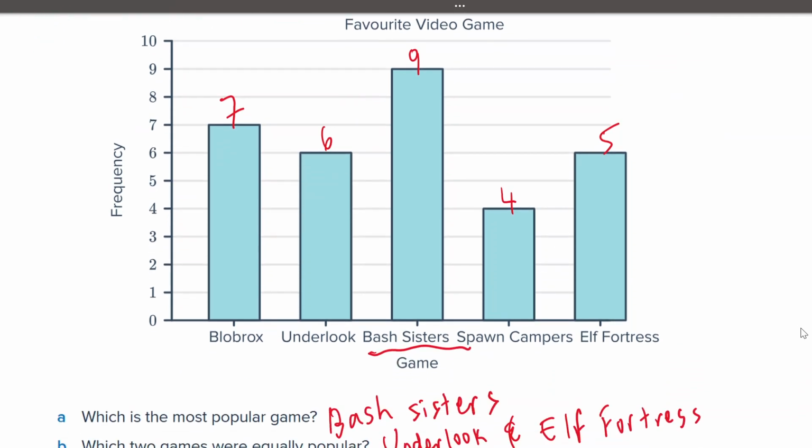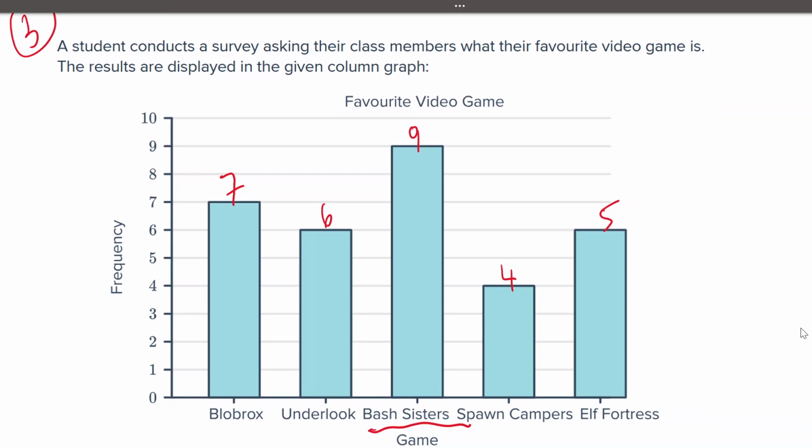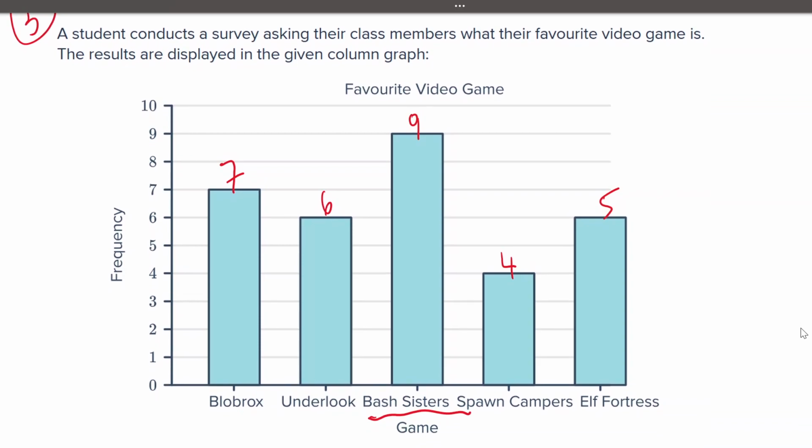Okay. And we wouldn't be calculating the mean or the median or range or anything like that for categorical data. All we can say is that there's a modal class, or a modal category, which in this case would be the Bash Sisters, is the most popular.